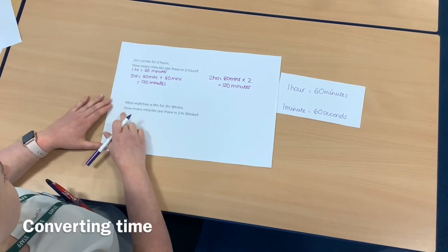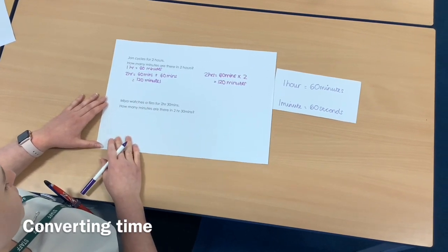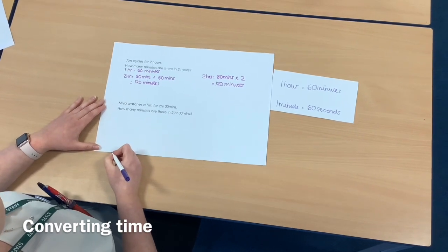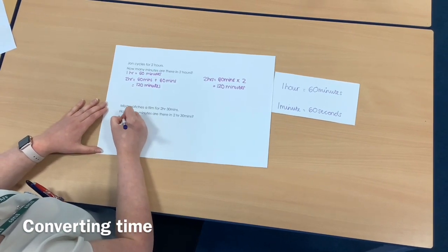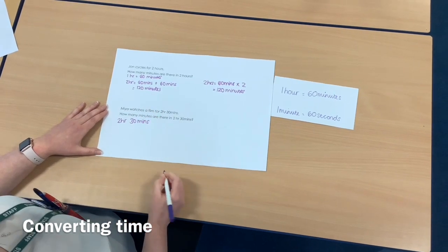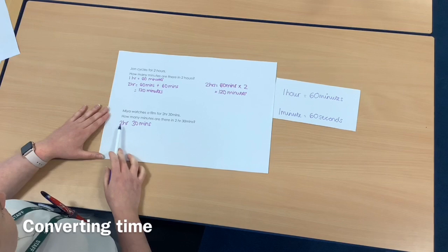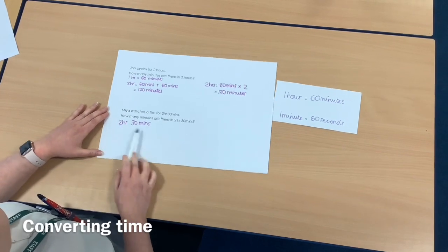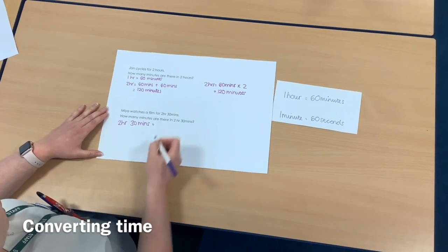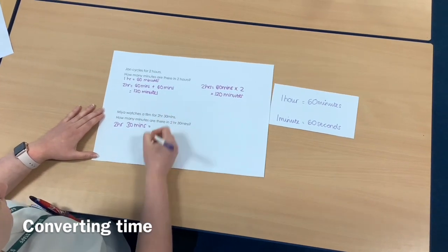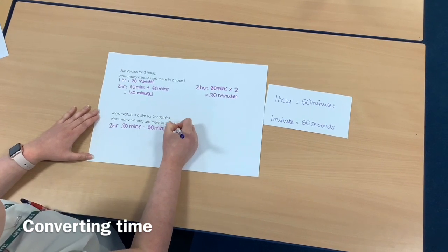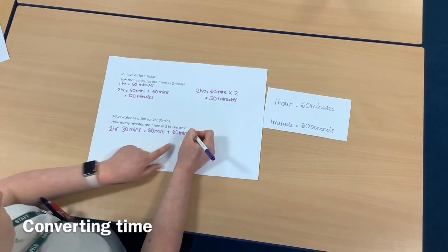Number 2, Maya watches a film for 2 hours 30 minutes. How many minutes are there in 2 hours 30 minutes? What I need to do is partition my 2 hours 30 minutes into hours and then minutes. If I've got 2 hours, I know that 1 hour is 60 minutes. So once again, I can do 60 minutes add 60 minutes. So that's my 2 hours.